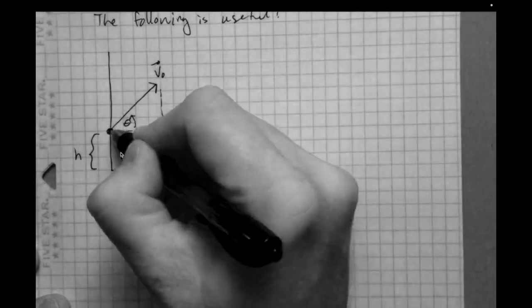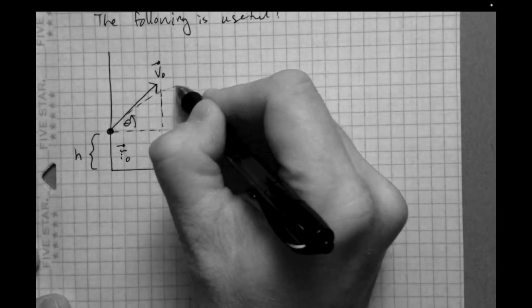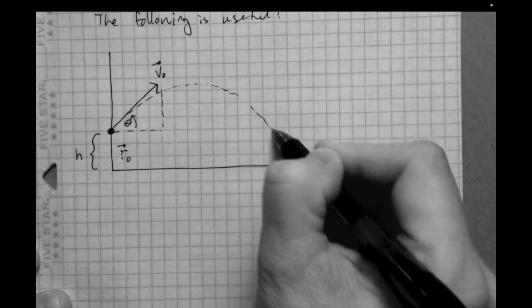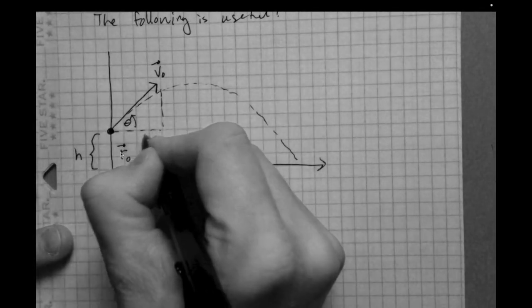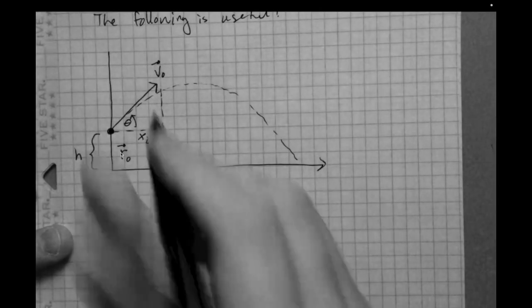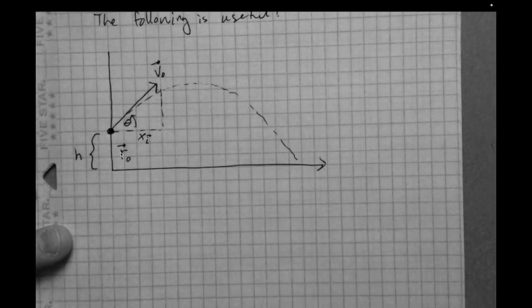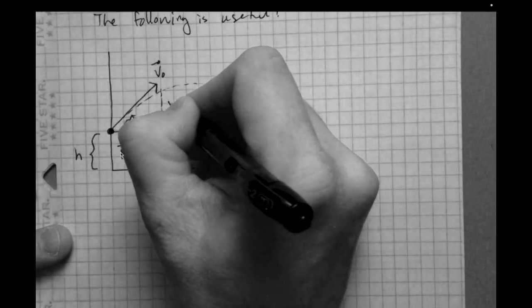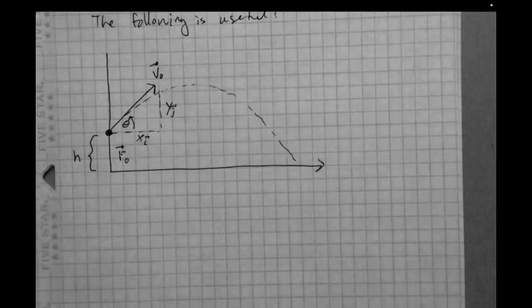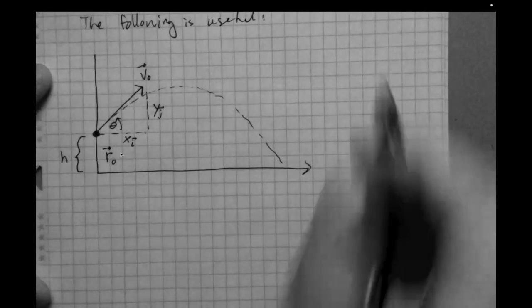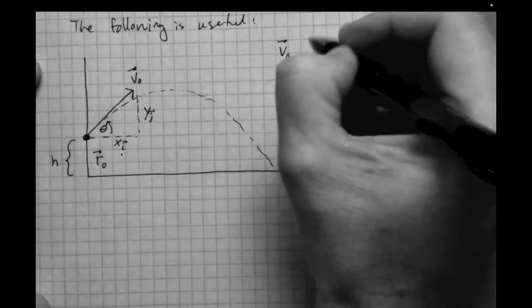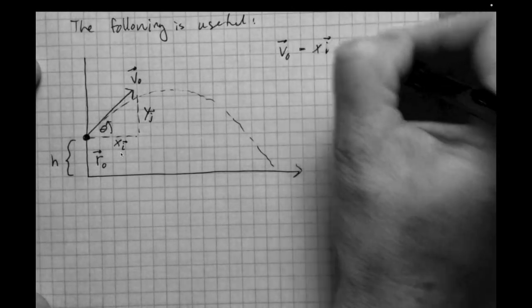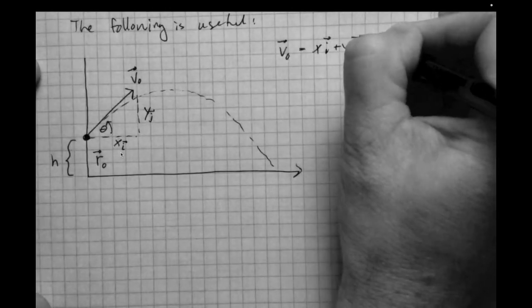And so you can see what's going to happen here. This will get launched, and then gravity will start to take over and pull it back down to Earth. So what is this? Well, this is going to be the xi piece of the velocity, and this would be the yj piece of the velocity. The way to make sense of all this is to say that your initial velocity is equal to xi plus yj.